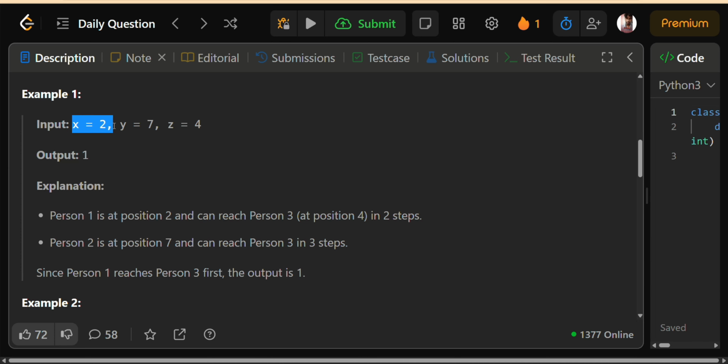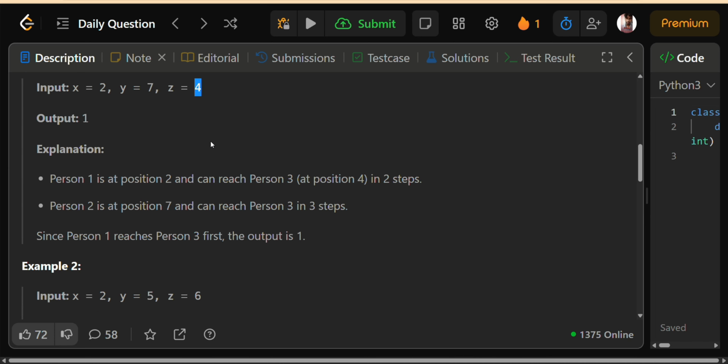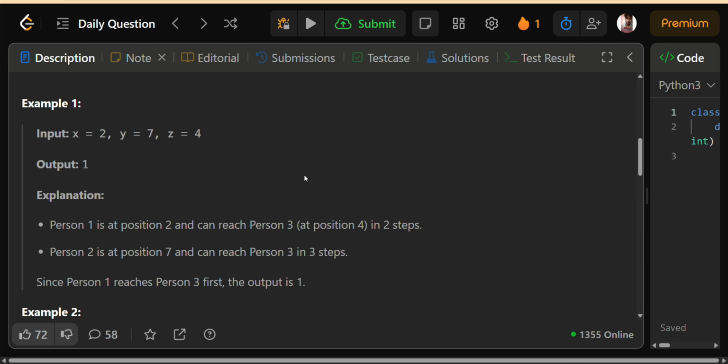Suppose we have x equals 2, y equals 7, z equals 4. Person 1 starts at position 2, while person 3 is at position 4. The distance between them is 2 steps. Person 2 starts at position 7, and the distance to person 3 is 3 steps. Since both move at the same speed, whoever has the smaller distance will arrive first. In this case, person 1 needs only 2 steps compared to person 2 who needs 3 steps. So, person 1 will reach person 3 first, and the answer is 1. This makes sense intuitively. On a number line, being closer means reaching earlier.